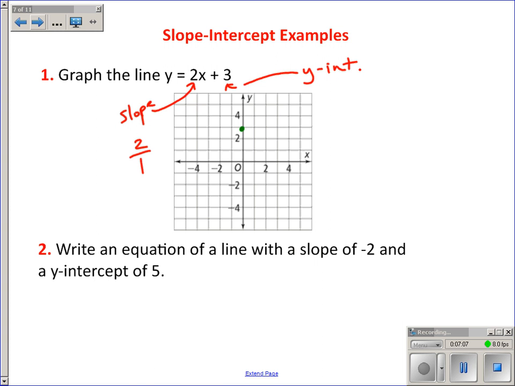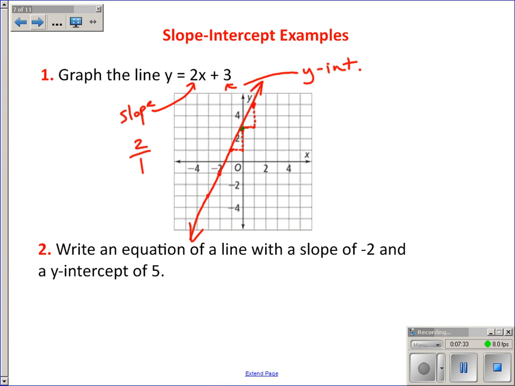So from here, I will go over 1 and then up 2. Or the other direction, down to over here. So that I go over 1 up 2, over 1 up 2. And that'll give me the line. Okay, so I start with my y-intercept of 3, and then I draw off points that would give me a slope of 2.